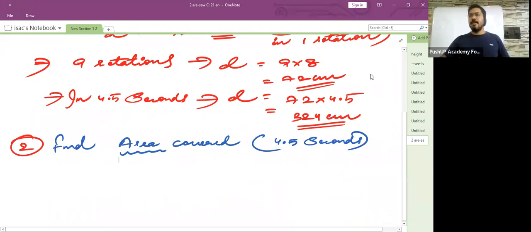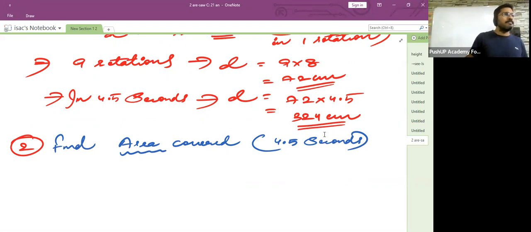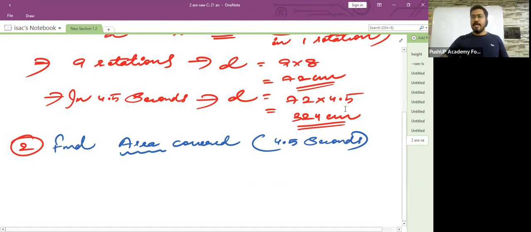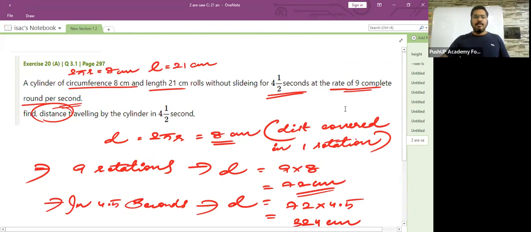Jeevan, what is the answer? 528. Okay. How much was the radius? Oh, you're finding the radius now? Why do you have to find the radius, man? 2 pi r is given, no?